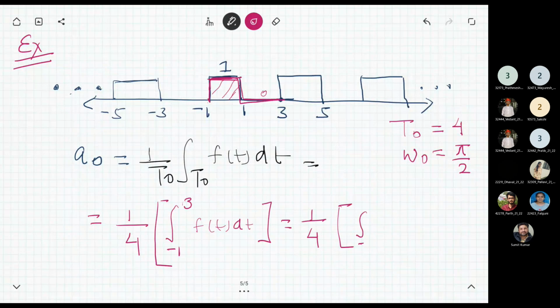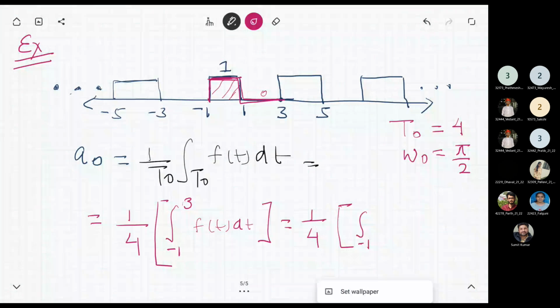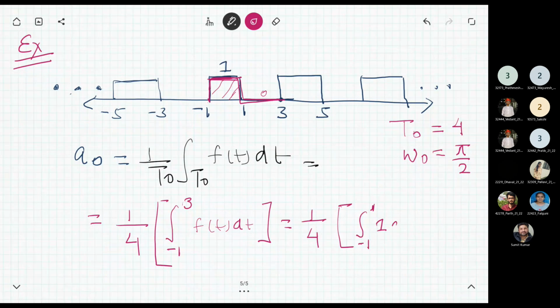-1 से 1 तक. आगे कहाँ तक जाएगा? 1 तक, राइट? Yes, sir. और यहाँ तक वैल्यू क्या है? 1 dt, and then after that 1 to 3 it is 0 dt.